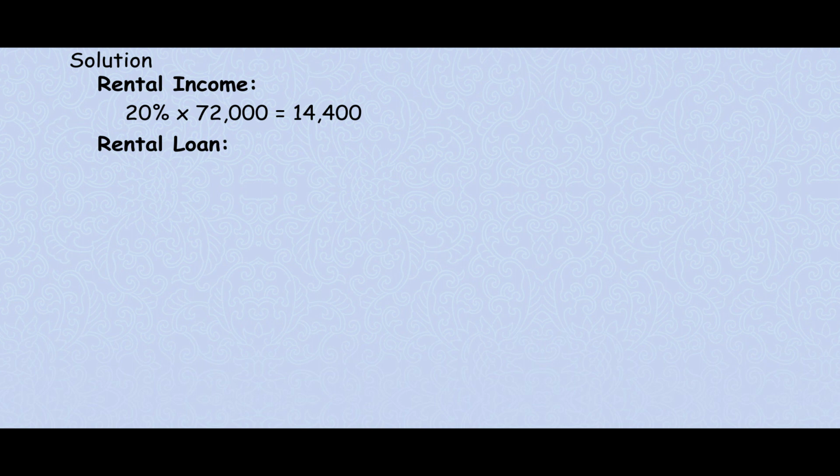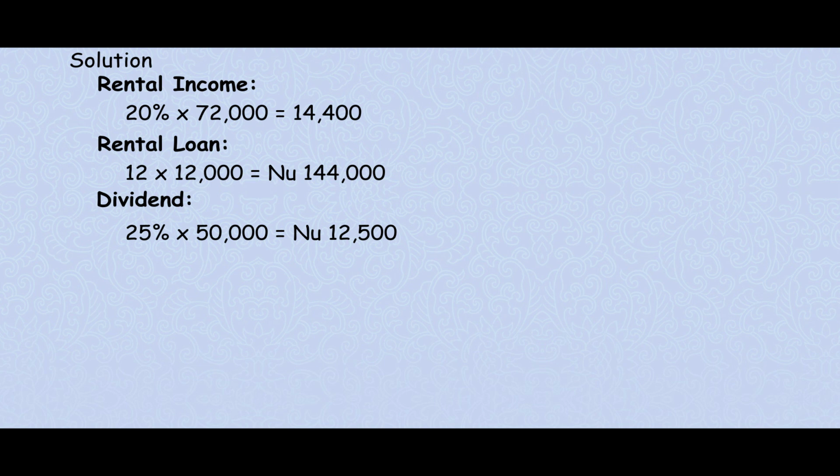Next is rental loan. In the question, it was paying monthly, 12,000 per month, and in a year there are 12 months. So 12 months times the interest of a month will give the total interest for a year. So 12 times 12,000 is equal to 144,000. The next is dividend deduction. 25% of 50,000, you will be allowed to deduct 25%. 25% of 50,000 is actually 12,500. But according to the terms and conditions, you are allowed to deduct only Nu 10,000 of it. So from 12,500, you will be allowed to deduct only 10,000.